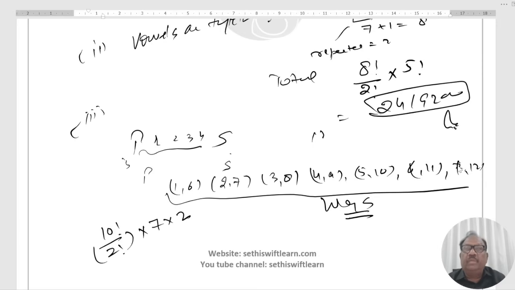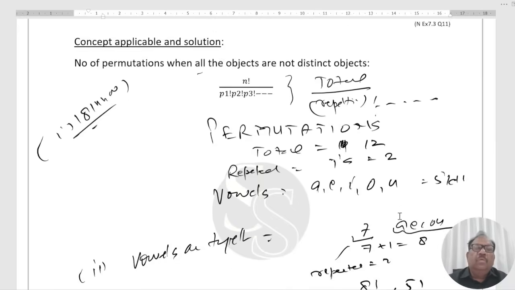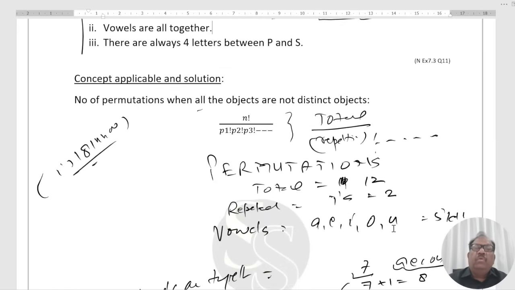In between P and S, it is not mentioned P should be first, so S or P can be first. On simplification, we get 25401600. That is the answer. Right? This question is based on when all objects are not distinct.